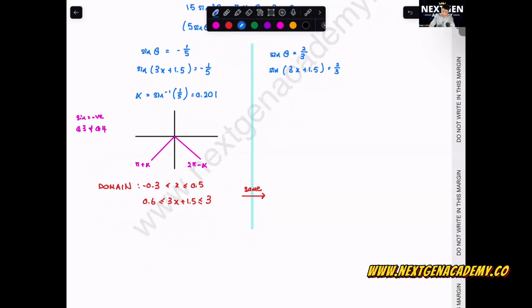Now I want you all to type into your calculator the two values. Pi plus alpha: you put pi plus 0.201, we will get 3.34. And 2 pi minus alpha, 2 pi minus 0.201, we will get 6.08.